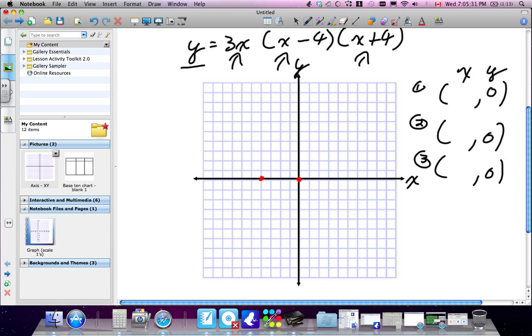So simple. X-intercepts. One is at 0. One's at 4, and this one is negative 4. But do you have to set it to 0, or can't you just take it out of the bracket, that it's the opposite sign? Yeah, you can do that.